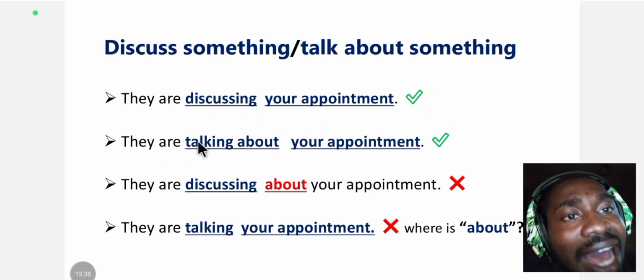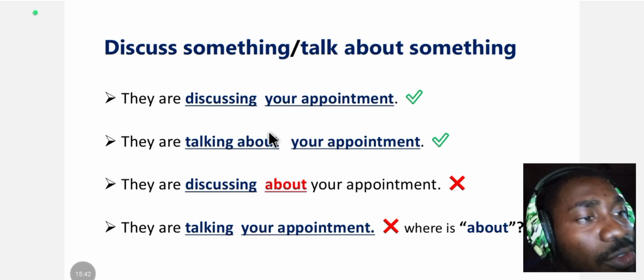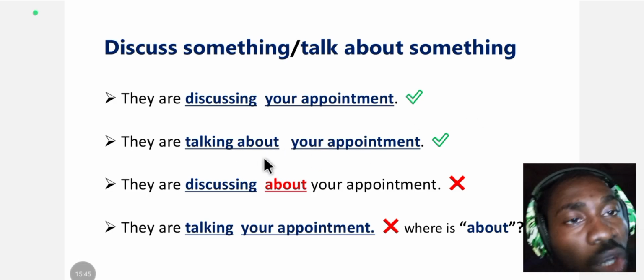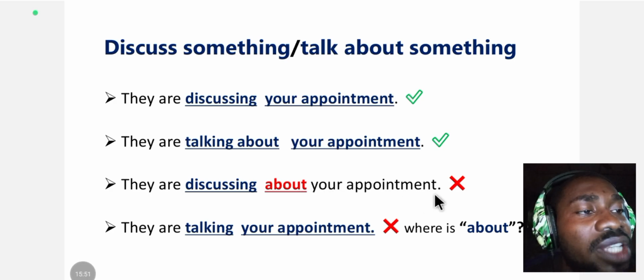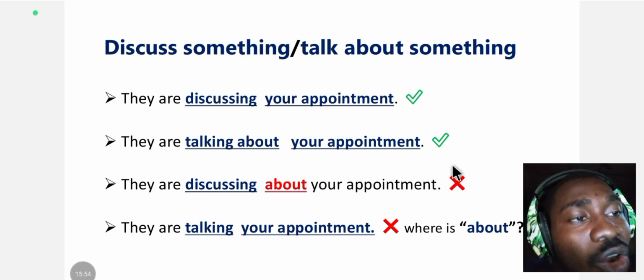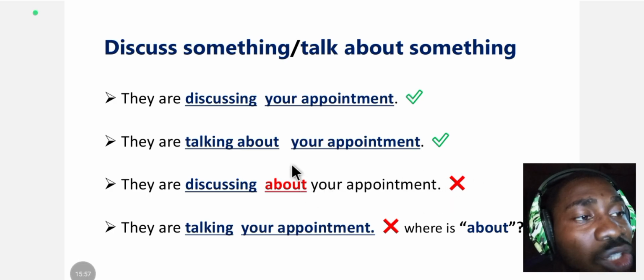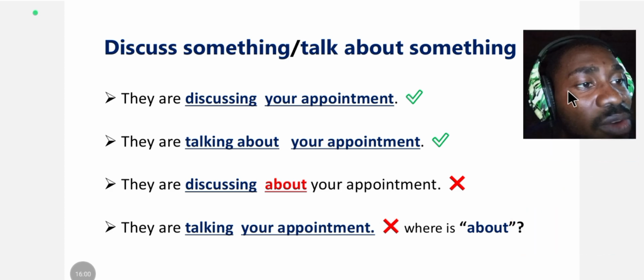Correct. They are talking about your appointment. Also correct. Either you use discuss or you use talk about or talking about. But when you now say they are discussing about your appointment, it becomes wrong. Do not use discussing or discuss and about together. They don't agree with each other. They don't comply with each other.